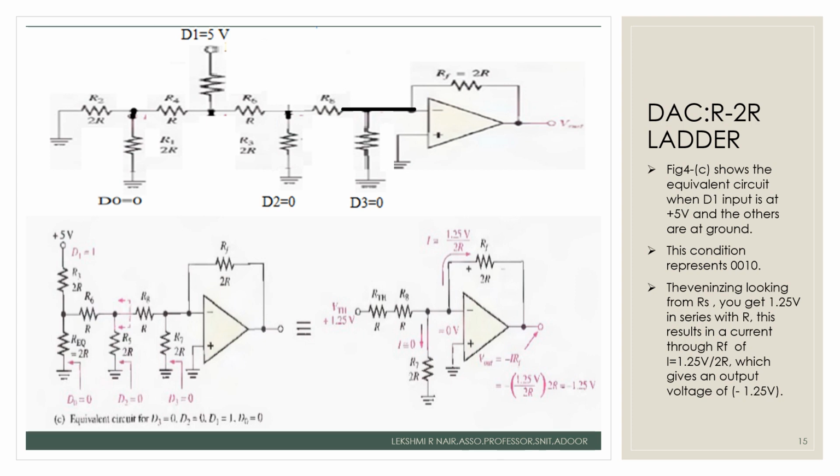Initially for D3 equal to 1, the output was minus 5. When D2 is equal to 1, the output was minus 2.5. And when D1 is equal to 1, the output is minus 1.25. It will get halved.